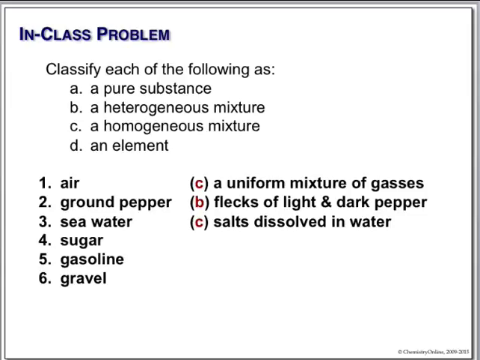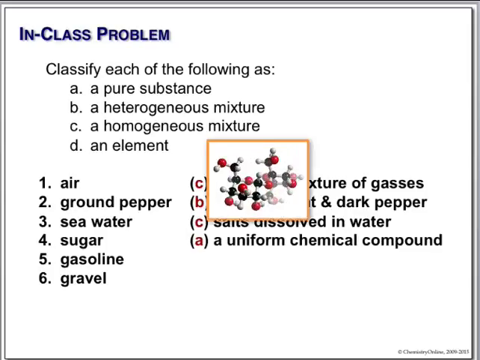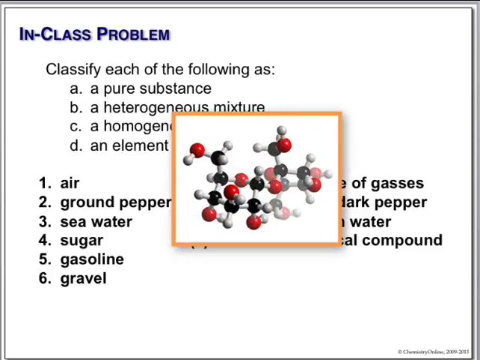Sugar. Sugar is a compound. It actually looks like this. This is a molecular model of sucrose. That's our common table sugar. It consists of carbon atoms, hydrogen, and oxygen. There are 12 carbon atoms, 24 hydrogens, and 12 oxygens. Every molecule of sugar looks exactly the same.